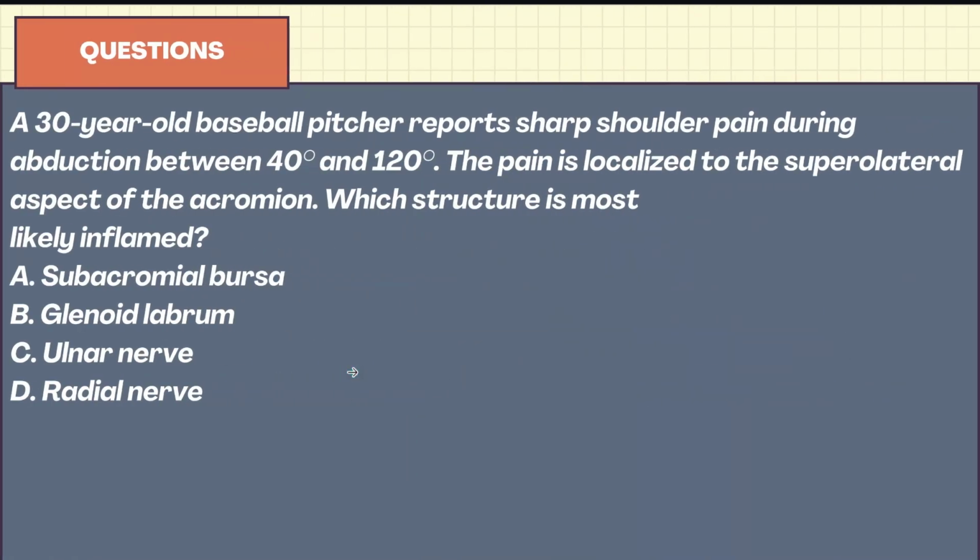A 30-year-old baseball pitcher reports sharp pain during abduction between 40 to 120 degrees. So we mentioned this before. Is it painful arc syndrome, I think. The pain is localized to the superior lateral aspect of the acromion. Which structure is most likely inflamed? And the most common one we also mentioned is going to be the subacromial bursa. So most of the time, if a person is having trouble abducting and it's an issue with the bursa, 99% of the time it's going to be the subacromial bursa.